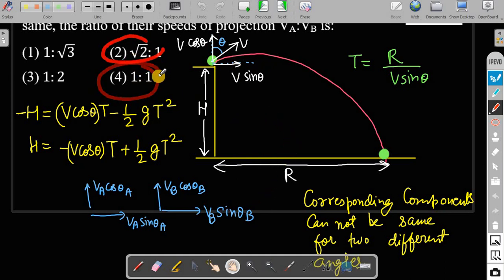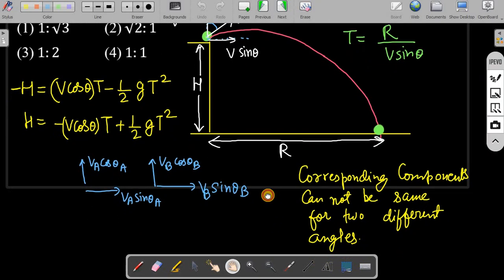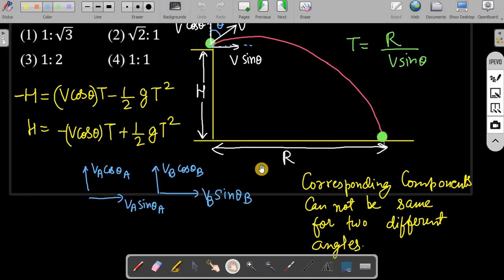Sometimes you may think that the velocities are same, but angles are different here. So because angles are given differently, we cannot say this also, right? If they would not have given different angles, then we can say that they are same velocity, same angle, everything can be same, then 1:1 was possible. But in this case nothing is possible, right? So that's why none of these options are correct.